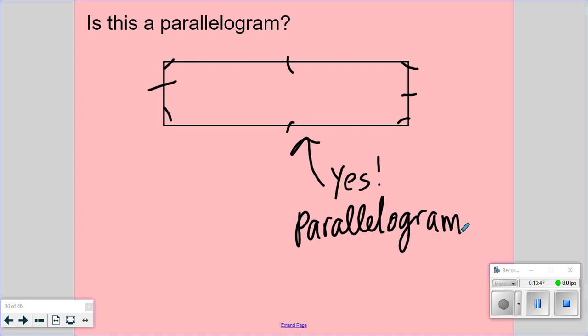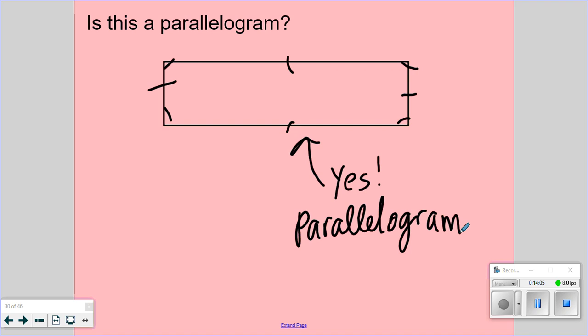Go ahead and label it. That is a parallelogram. We just proved it, Bowen. By looking at the rules, we proved this is a parallelogram.